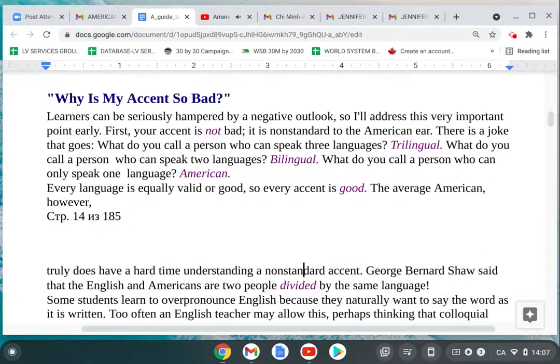Why is my accent so bad? Learners can be seriously hampered by a negative outlook, so I'll address this very important point early. First, your accent is not bad. It is non-standard to the American ear.